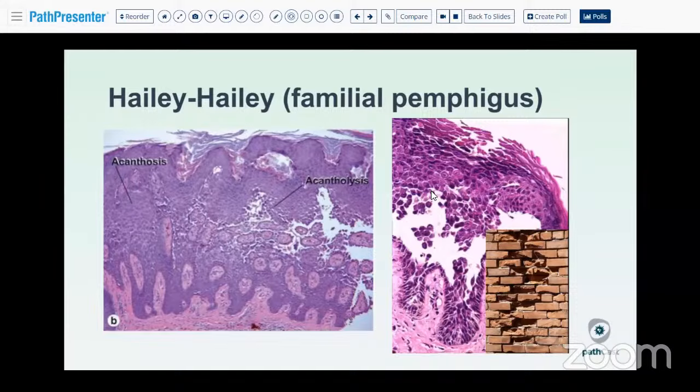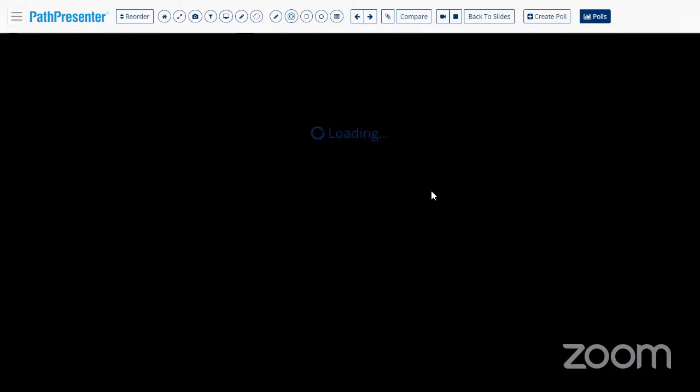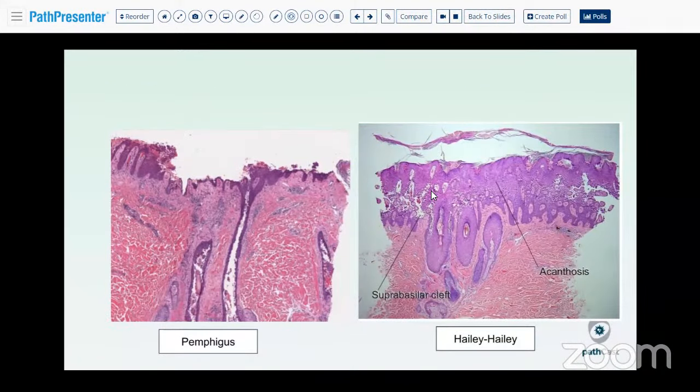Here is the buzzword for Hailey-Hailey: a dilapidated brick wall. So that acanthosis plus at least two-thirds acantholysis leads to that look of a dilapidated brick wall as seen here. Here is pemphigus and Hailey-Hailey side by side. So remembering both can have a suprabasilar split, but in Hailey-Hailey, there's also really prominent acanthosis and that split extends throughout the bottom two-thirds of the epidermis. Pemphigus going down the follicle, Hailey-Hailey sparing the follicle.